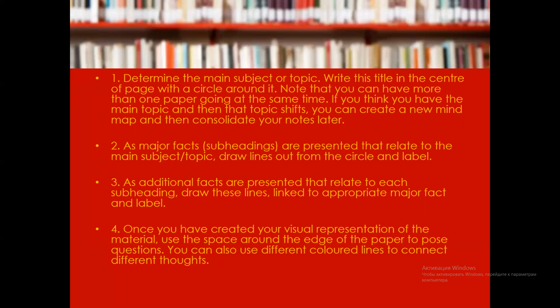As major facts, subheadings are presented that relate to the main subject or topic. Draw lines out from the circle and label. As additional facts are presented that relate to each subheading, draw lines linked to the appropriate major facts and label. Once you have created your visual representation of the material, use the space around the edge of the paper to pose questions. You can also use different colored lines to connect different thoughts.